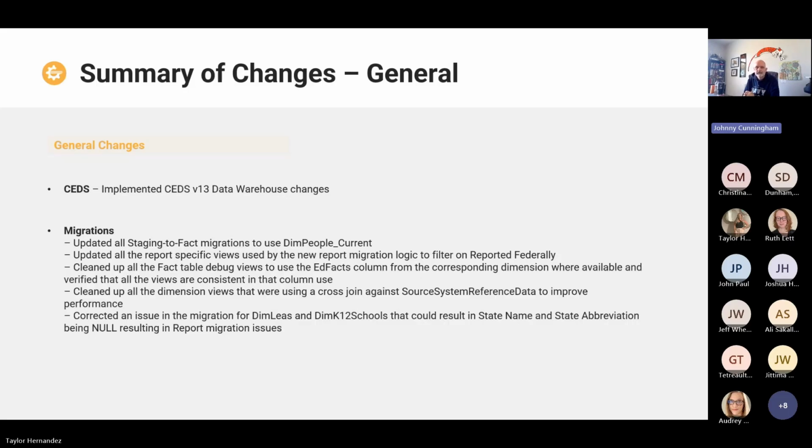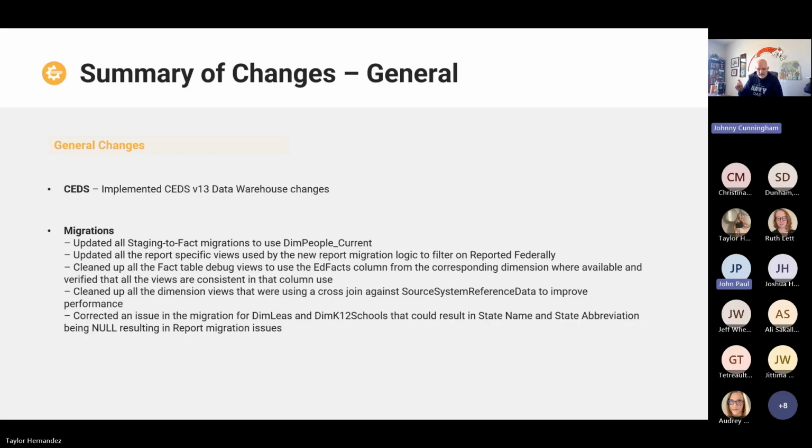The other one is also in those views. There was a cross join to source system reference data. This was all filtered out, so it was not a problem downstream, but for the view itself, it was. And if you're a state that's been with us for more than one cycle, then you have more than one year's worth of mappings.